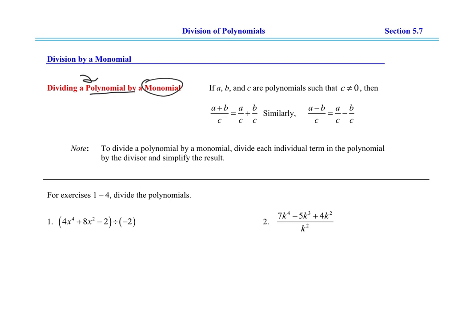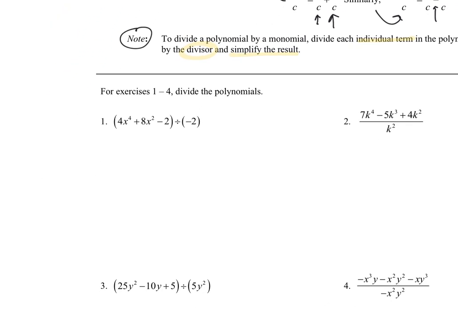If A, B, and C are polynomials such that C is not equal to 0, then you can simply take the top that is being added or subtracted and break it apart and divide each one of them by that denominator C. And like I said, here is the subtraction, and of course notice they keep the subtraction symbol in between them. Note, to divide a polynomial by a monomial, divide each individual term in the polynomial by the divisor and simplify the result. So let's do that right here with number 1.